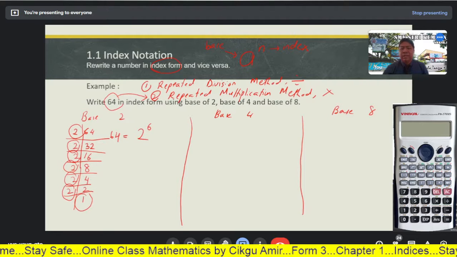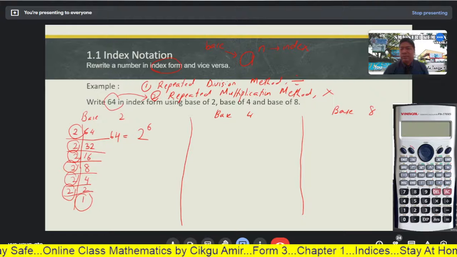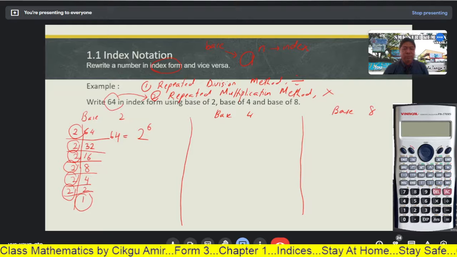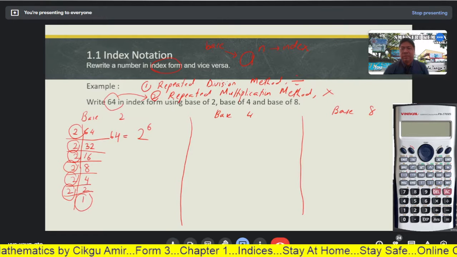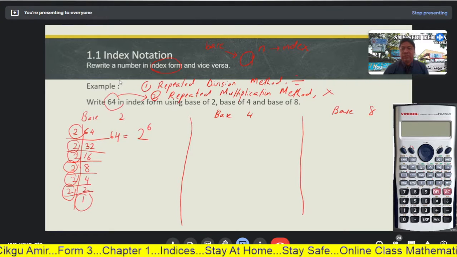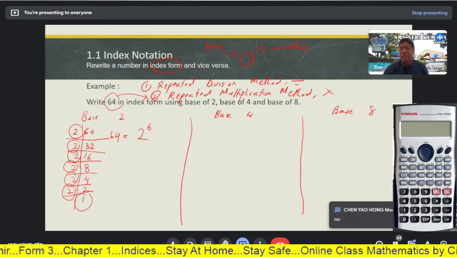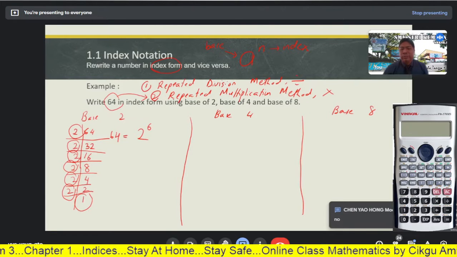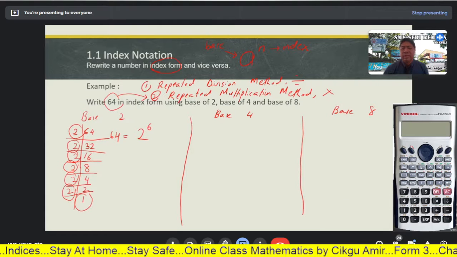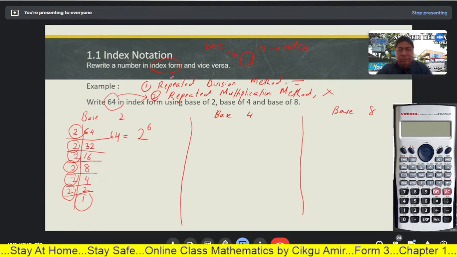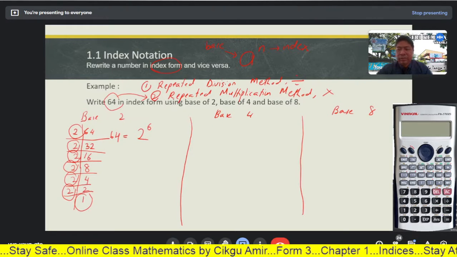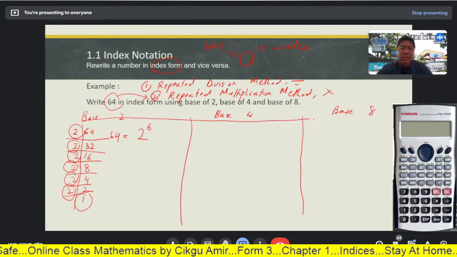Anyone to ask? Before we move on, anyone to ask something? No? Okay. So if we want to change to base 2, we divide with 2. Now we want to change to the base of 4. How to do it?